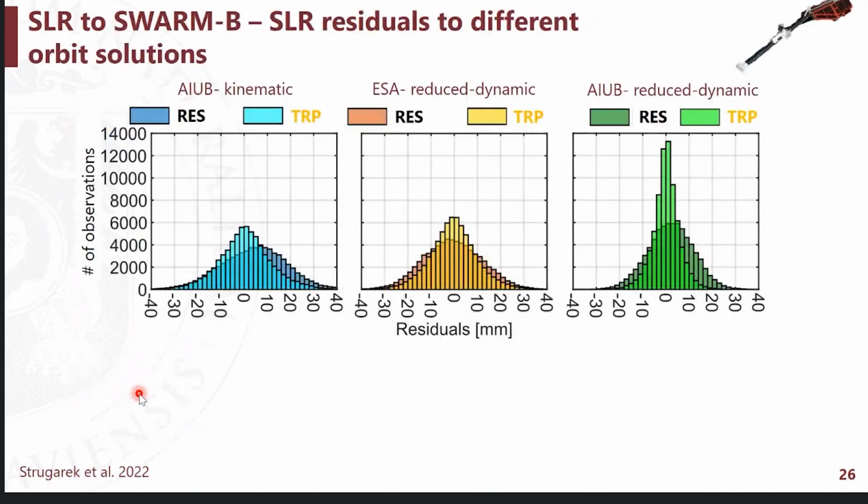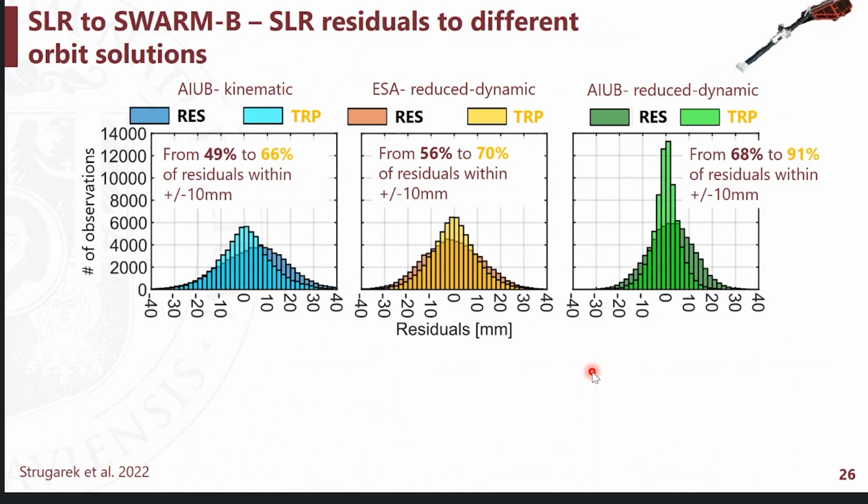And I have also tested my approach, so TRP corrections, for different precise orbit determination products: IPF kinematic solution, ISIO reduced dynamic solution, and IPF reduced dynamic solution of Swarm satellites. And the figure shows the histogram of SLR residuals for the solution without any modeling and with tropospheric correction. We can observe that in each of the analyzed orbits we have an increase in the percentage of residuals within the range of plus minus 10 millimeters.